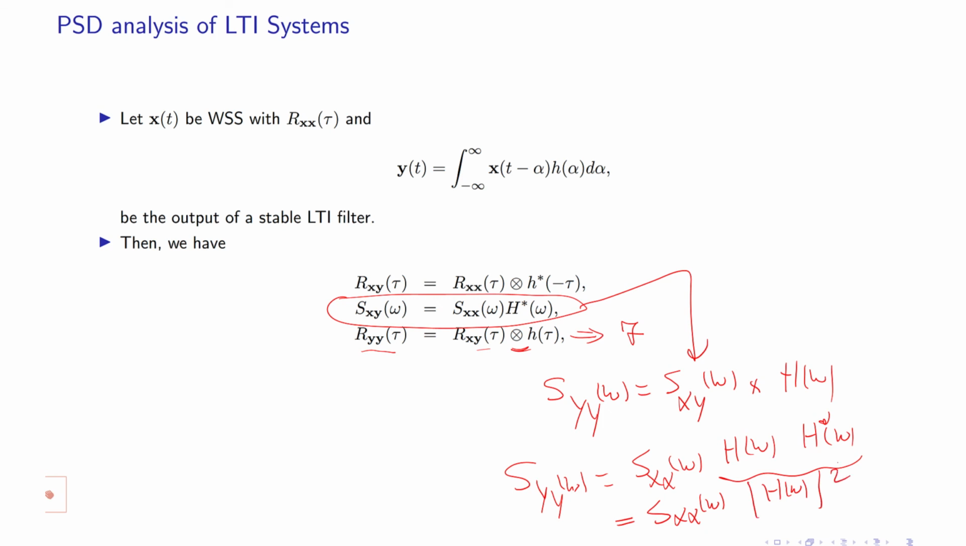That means that the PSD of the output is equal to the PSD of the input times the magnitude spectra of your LTI filter to the power of 2. This is called the power gain of your LTI filter. So the PSD of the output is equal to the PSD of the input times the power gain.